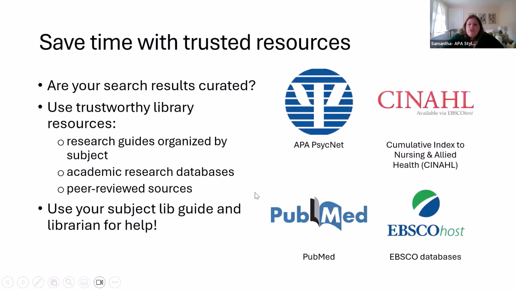So when you're looking for trusted resources, the first thing that's going to save you time is to use library resources and other curated databases that are not going to pull from, you know, the wild west of the internet. They are curated. It's only going to have certain types of journals that are likely to be peer reviewed or have other qualities that make them trustworthy sources. So things like PsycNet, CINAHL, EBSCOhost, PubMed, things like that can be really helpful.